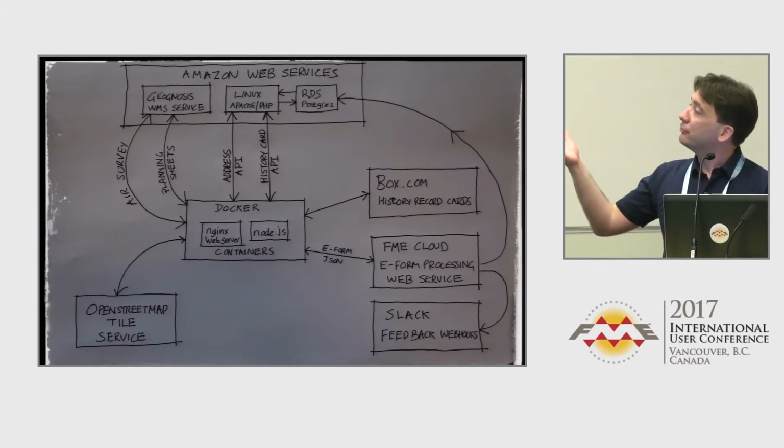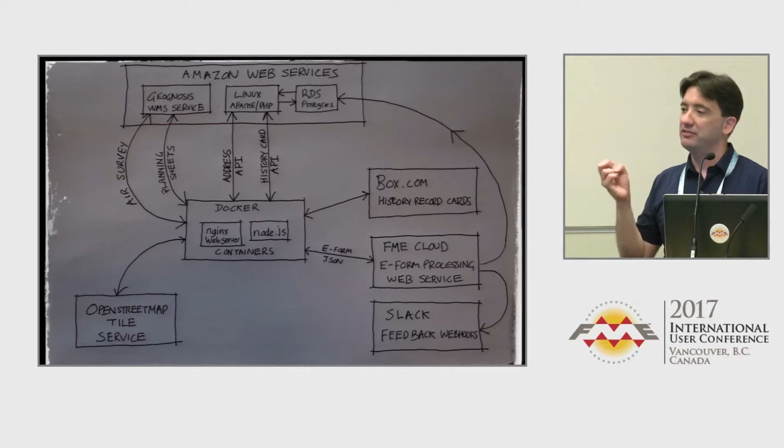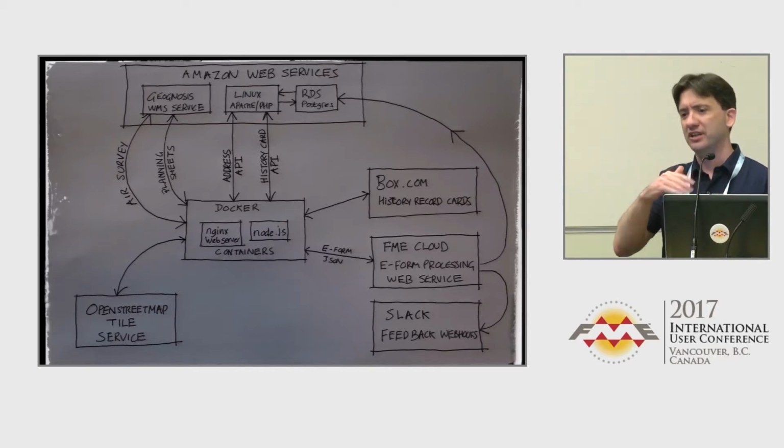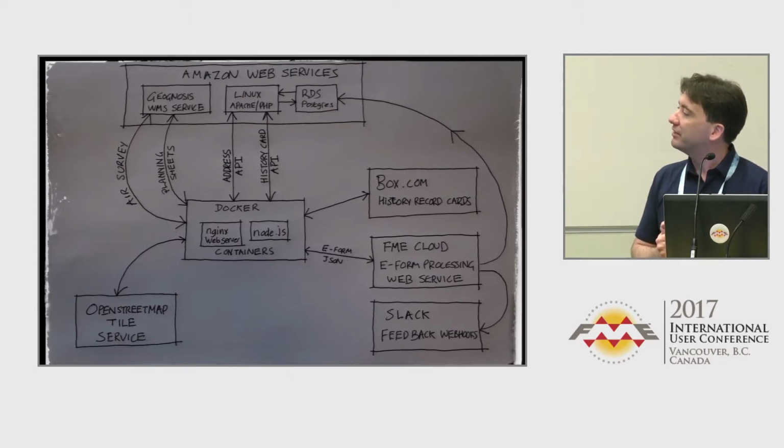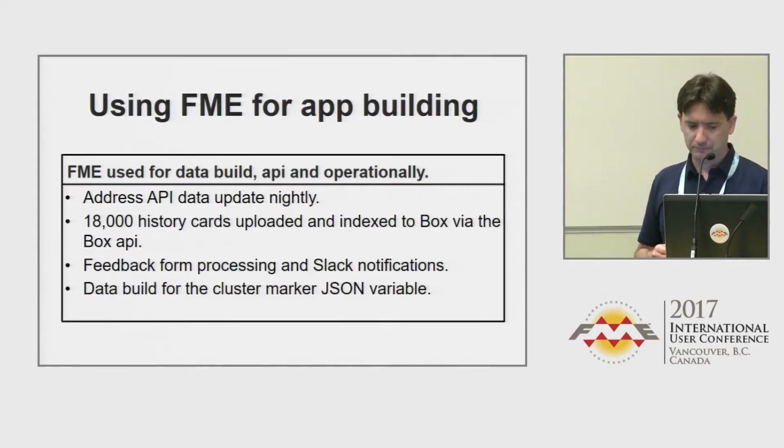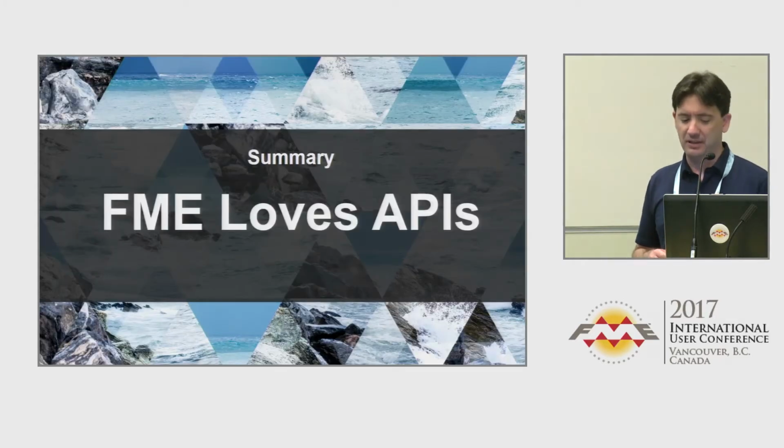They're using some cloud storage to store the historic record cards. So they've been using FME to load the content up to the record cards, but also pushing in updates through the Box APIs as well. So they've uploaded something like 18,000 history cards, and they've been building that out. They're also keeping address data and loading it up nightly. So it sits there, and each night it quickly refreshes, and they've automated an entire process that used to be very manual, quite labor-intensive.